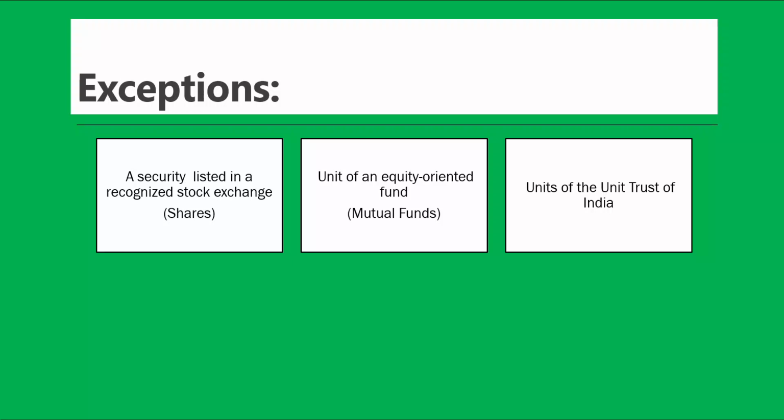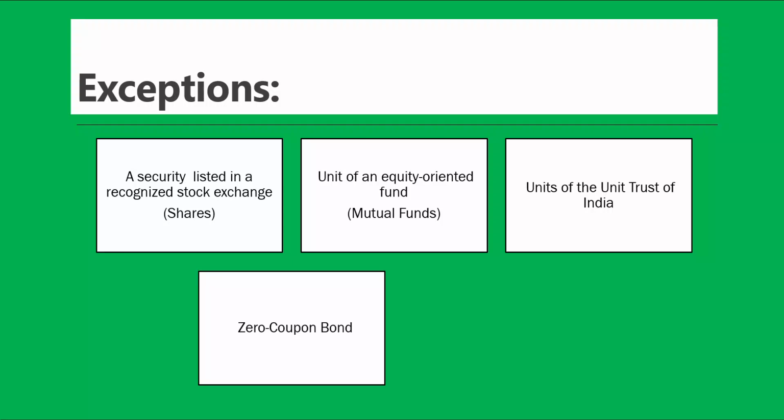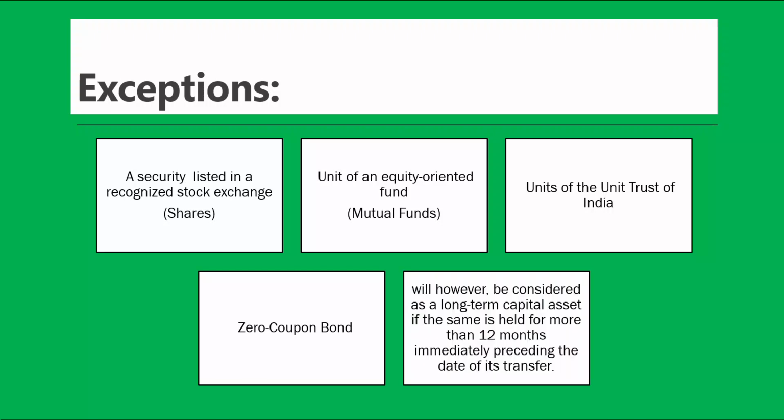Units of Unit Trust of India. These are not covered under the definition which I just covered. Zero coupon bonds: you can buy bonds at say 95 and you may get 100 rupees after 1 year. There are some zero coupon bonds issued either by government or by companies. These are not part of it. Then will, however, be considered as a long-term capital gain.